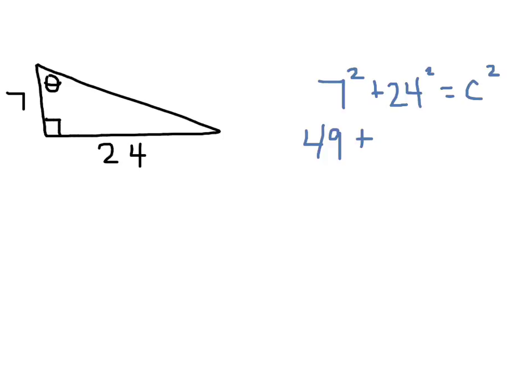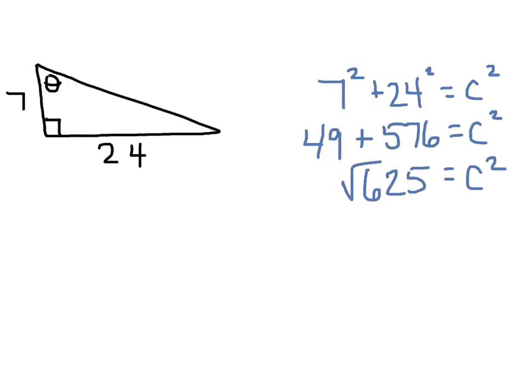Anybody know what 24 squared is? And 576 plus 49 is? 625. How do you get rid of the square? Now, for this particular model, do you use plus or minus for this? No, because you're not going to have a negative distance. Anybody know what the square root of 625 is?